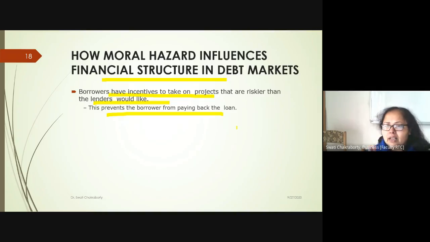So if the lenders are actually stopping it, then it prevents the borrowers from paying back the loan, right? Because if they take up projects which are quite risky, then what happens? Then the problem comes up. They have a tendency not to pay back. So that's where the borrowers are being stopped, right?